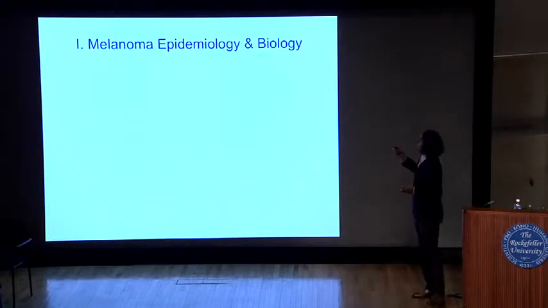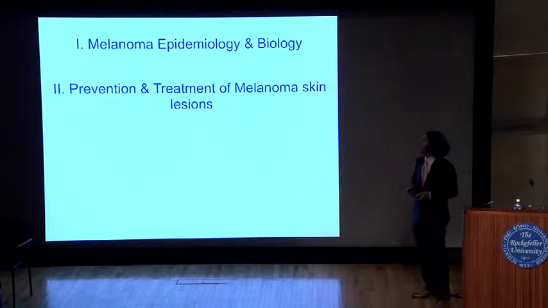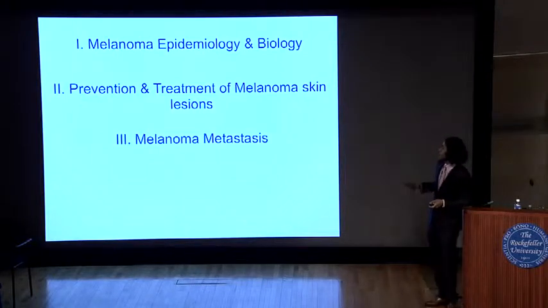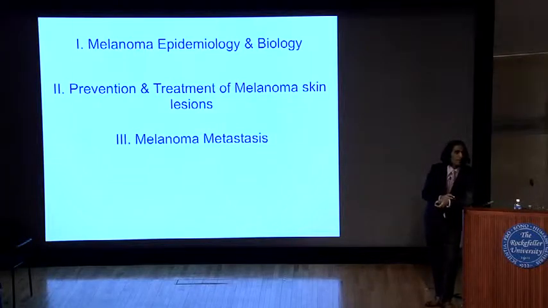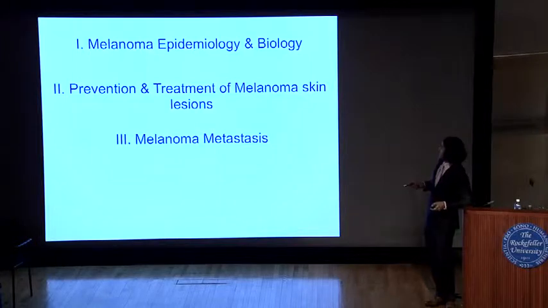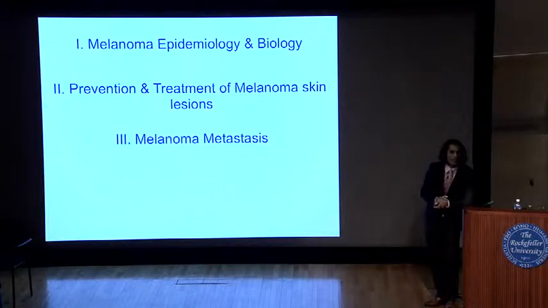Today, I'm going to tell you about 3 topics. The first, we're going to just talk about epidemiology and biology of melanoma. I'm going to talk a little bit about prevention and treatment of melanoma skin lesions. And in the third part, I'm going to talk to you about metastasis by melanoma. And this is what my laboratory studies. The big picture item is if we can actually prevent melanoma, and if we can find ways to detect it early, then I could be out of a job. And that would be a good thing.